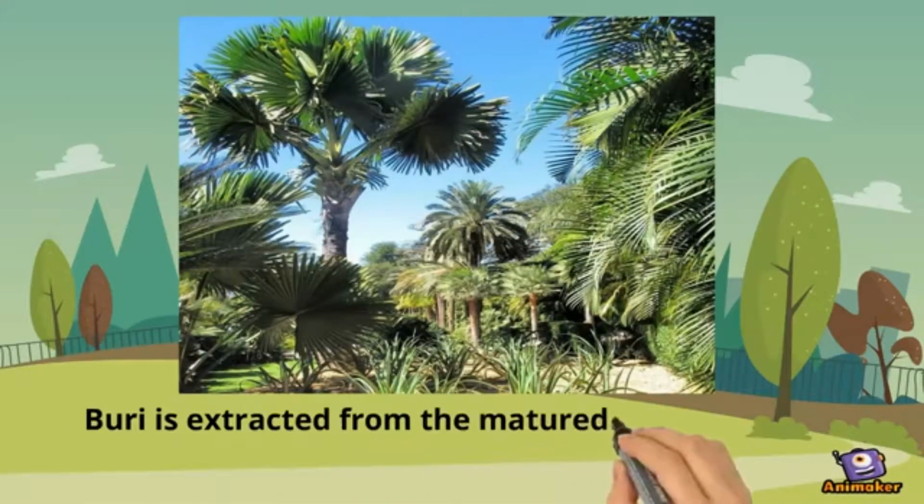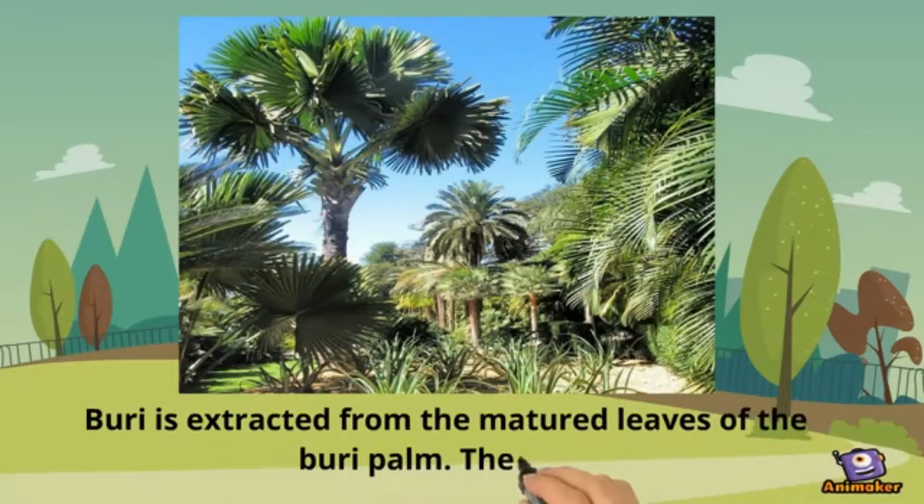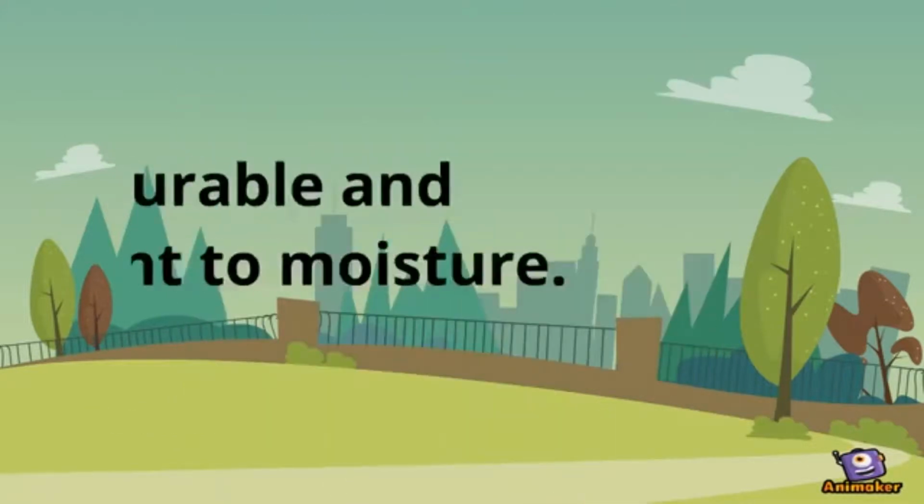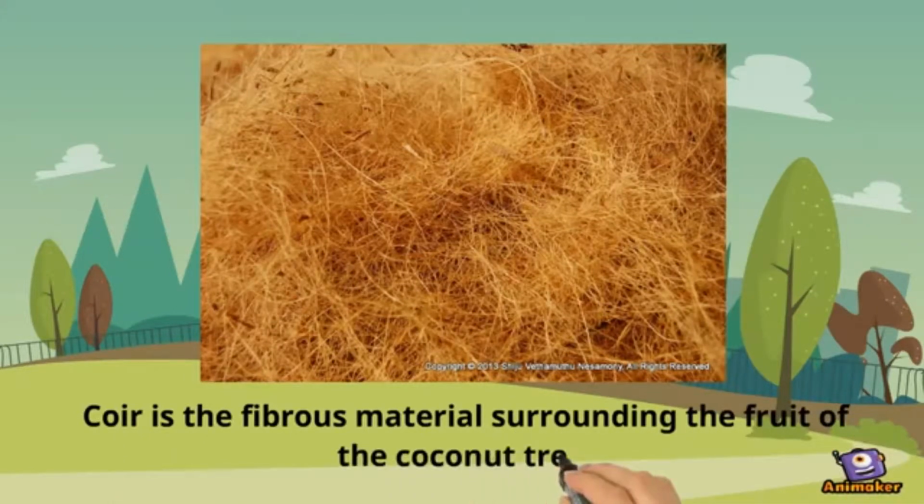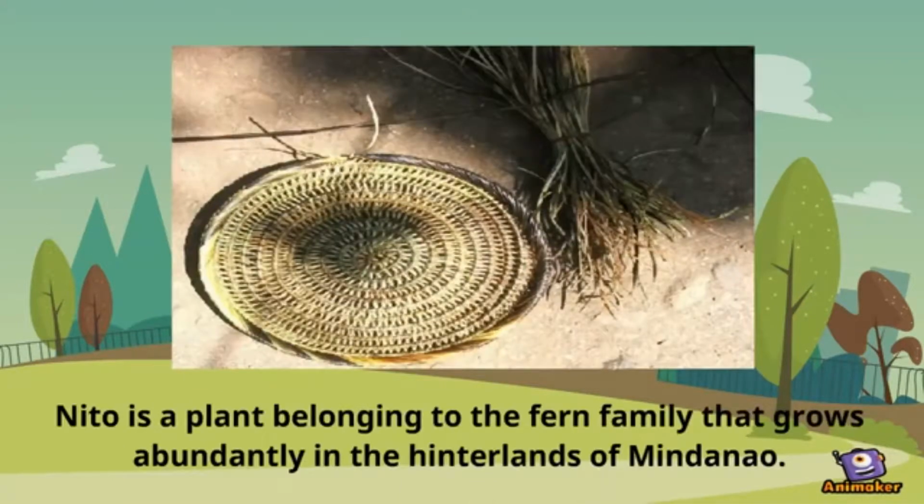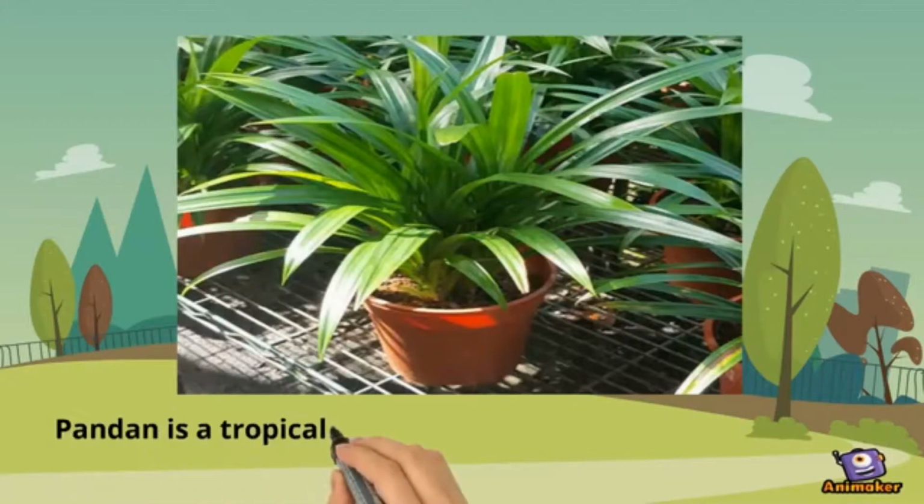Buri is extracted from the matured leaves of the buri palm. The fiber is durable and resistant to moisture. Coir is the fibrous material surrounding the fruit of the coconut tree. Nito is a plant belonging to the fern family that grows abundantly in the hinterlands of Mindanao. Pandan is a tropical plant.